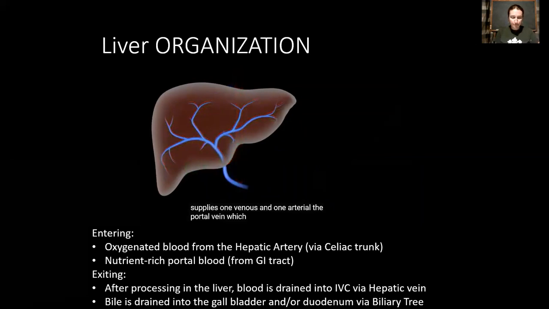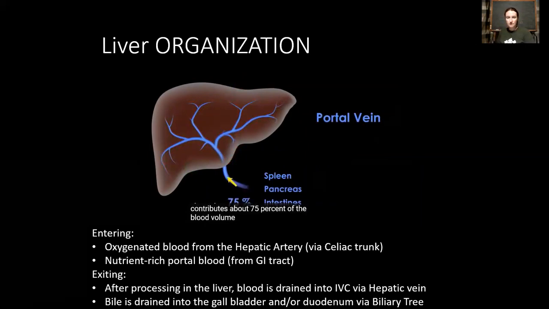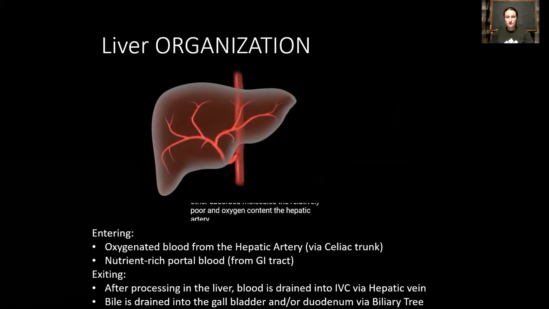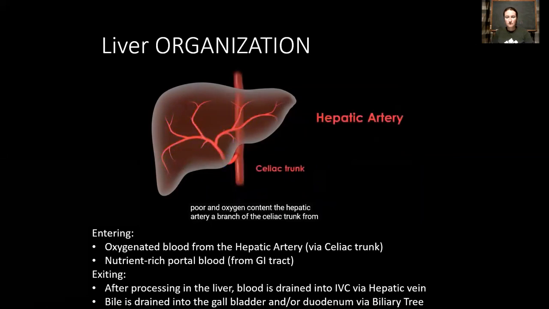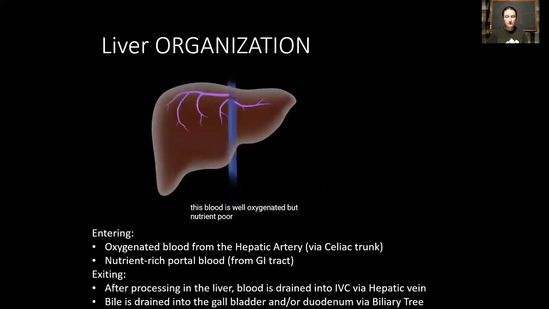The portal vein, which carries blood from the spleen, pancreas, and intestines, contributes about 75% of the blood volume to the liver. This blood is rich in nutrients and other absorbed molecules, but relatively poor in oxygen content. The hepatic artery, a branch of the celiac trunk from the abdominal aorta, contributes about 25% of blood volume entering the liver. This blood is well oxygenated, but nutrient poor.